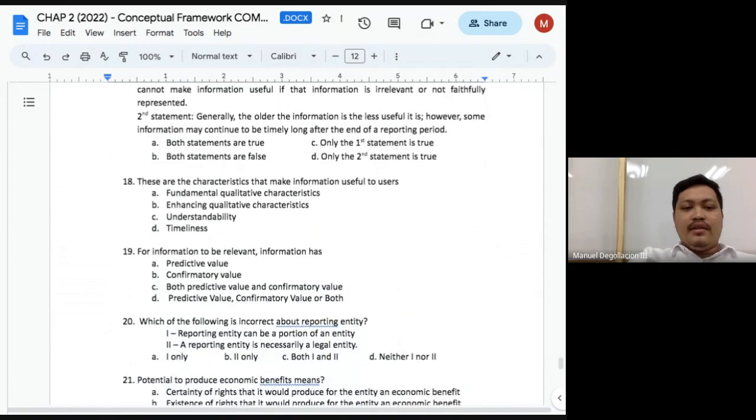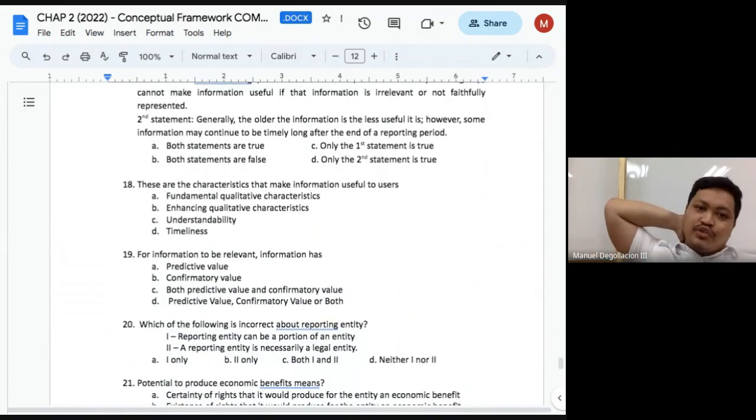Number 18, these are the characteristics that make information useful to users. And our answer here would be A, the fundamental qualitative characteristics. Okay, number 18 is one of the questions I've told you, class, that are very straightforward.